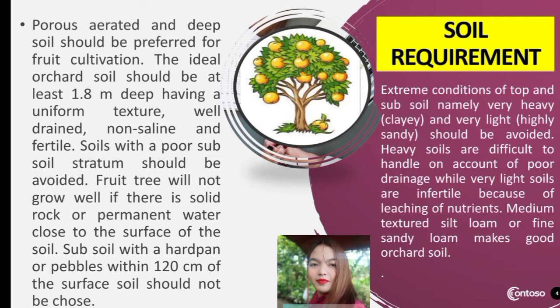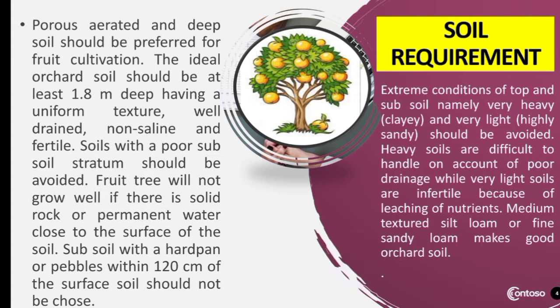Parang ganyan. So the ideal orchard soil should be at least 1.8 meters deep, having a uniform texture, well-drained, non-saline, and fertile, of course. It must be fertile for us to grow more productive fruit trees. Soils with a poor subsoil stratum should be avoided. Fruit trees will not grow well if there is solid rock or permanent water close to the surface of the soil. Subsoil with a hard pan or pebbles within 120 centimeters of the surface soil should not be chosen.